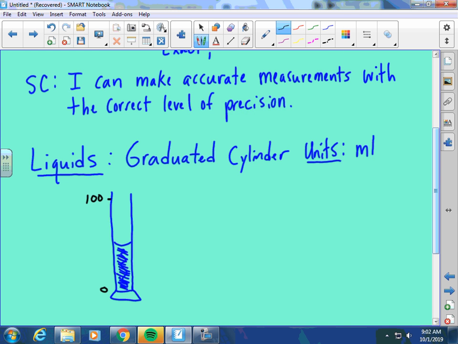So we look at the marks that we have on the graduated cylinder, and I ask you this question: can you tell? Oh, real quick. When you get this little dip in the liquid here, that's called a meniscus. And so the meniscus is a dip in the liquid. For the sake of keeping all our measurements the same, measure the lowest part of it. Always measure the lowest part.